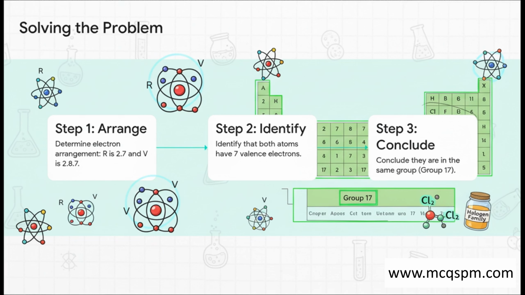First, you write out the electron arrangement. For R, with 9 electrons, it's 2.7. For V, with 17 electrons, it's 2.8.7. And boom, there it is. They both end with a 7. That means they both have 7 valence electrons, which tells you they're in the same family. Group 17. Simple as that.